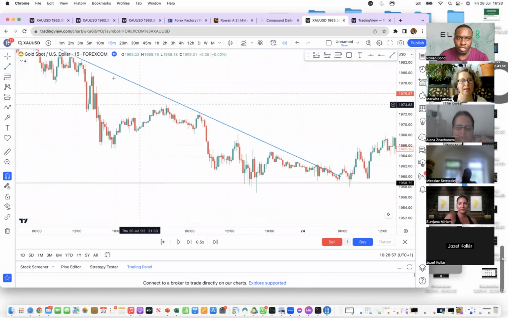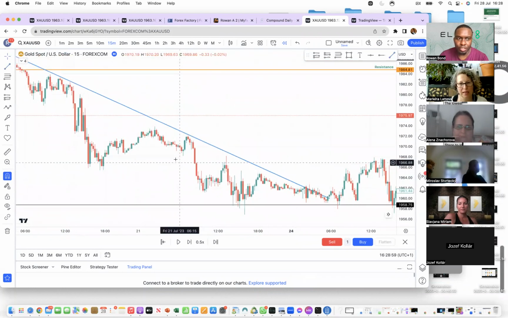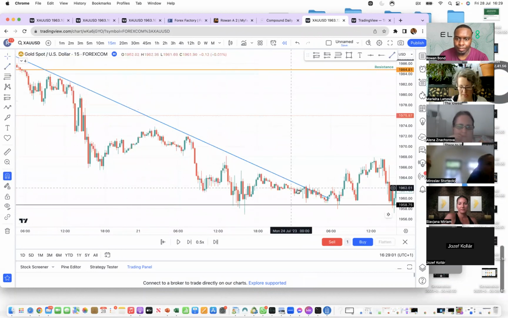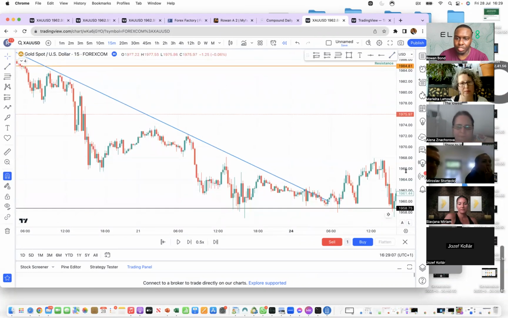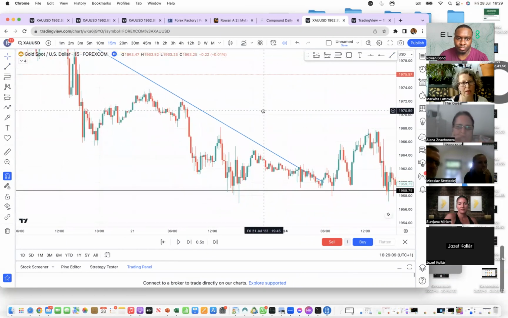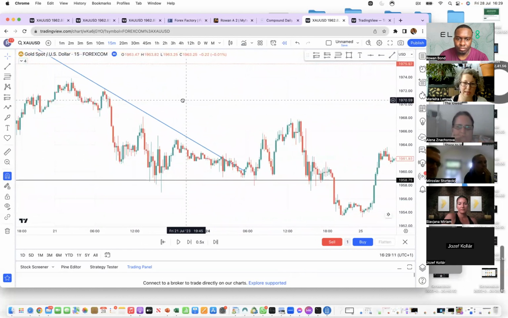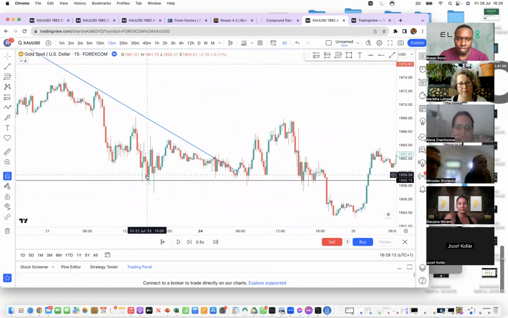You can see this price is in a downtrend, right? It's below this line. How do you identify that price may stop selling? You see that when price came up, it didn't go lower than this area here.